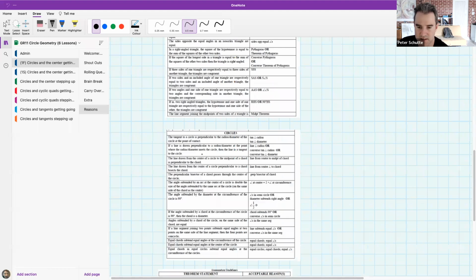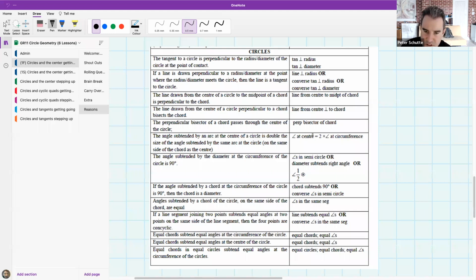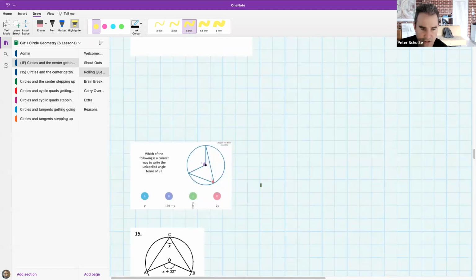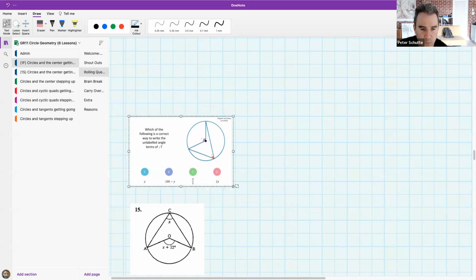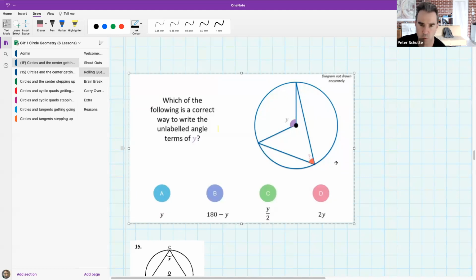So here is the official metric guideline thing. So you're allowed to abbreviate circumference with circum. So you should stay set with that. Okay. But again, today is more about understanding than it is about obsessing about reasons. So let's go to this next question. All I want today is some better visual awareness. So which of the following is a correct way to write the unlabeled angle in terms of y?